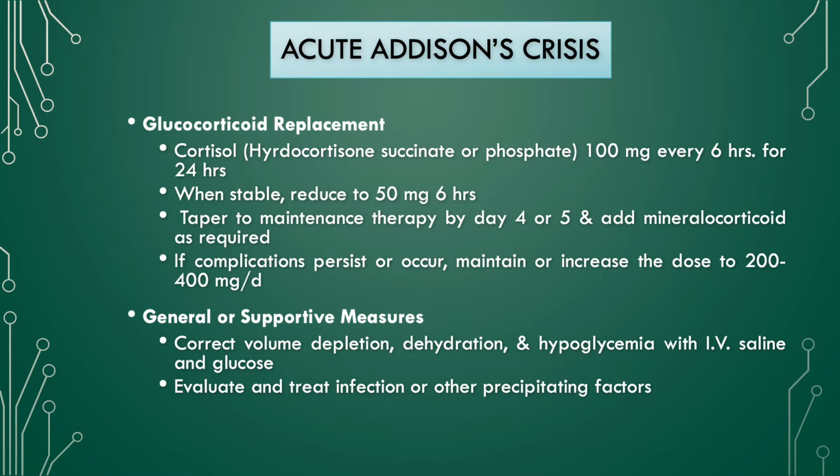If complications persist or occur, the dose is increased to 200 to 400 mg per day. As a general rule, the volume depleted, dehydration, and hypoglycemia are all corrected with IV saline and glucose. The patient is evaluated and treated for infections and other precipitating factors.